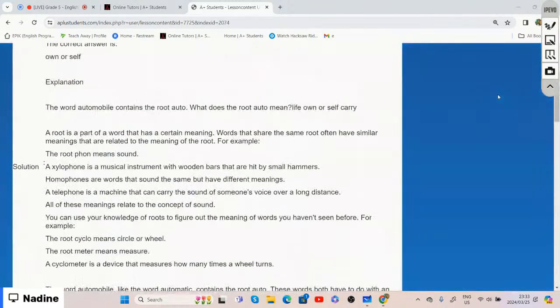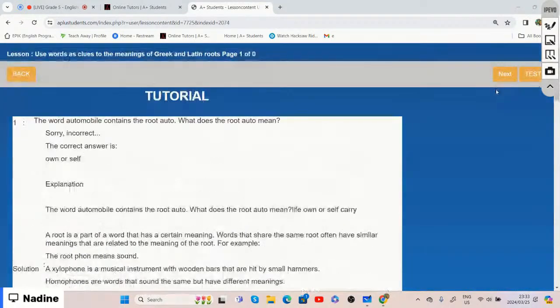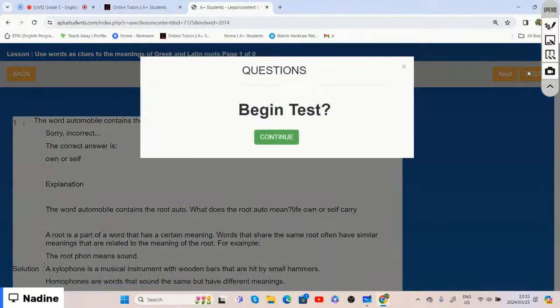All right, so now we're going to our test, where we are going to use words as clues to the meanings of Greek and Latin roots. So we're going to our test.